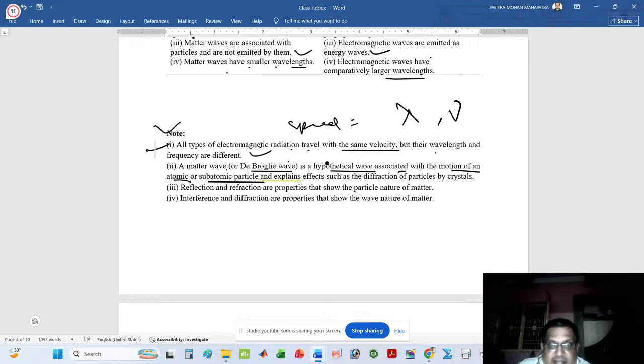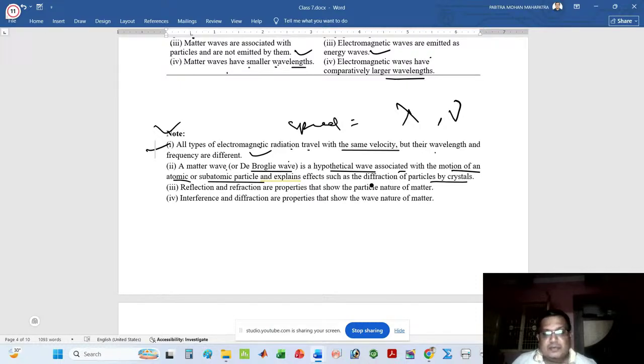Next, it explains the effect such as diffraction of particle by crystal. There are different points regarding the matter wave. Actually, remember simply, matter wave is a hypothetical wave which is associated with motion of an atomic or subatomic particle, and it explains effects such as diffraction of particle by crystal.